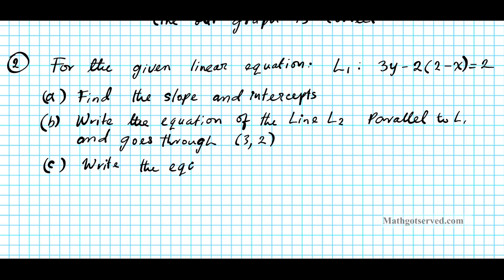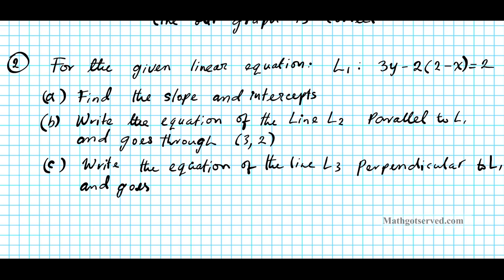And then for the c part, we're going to write the equation of the line L3. In this case, it's perpendicular to the original line L1, and goes through the point -1 comma 2.